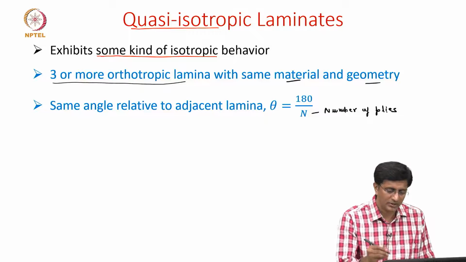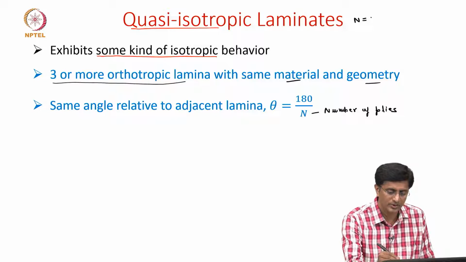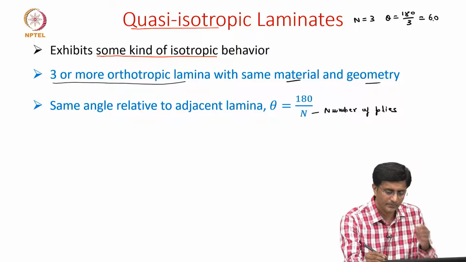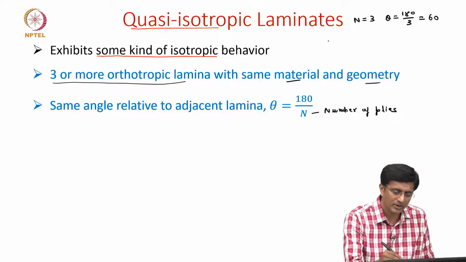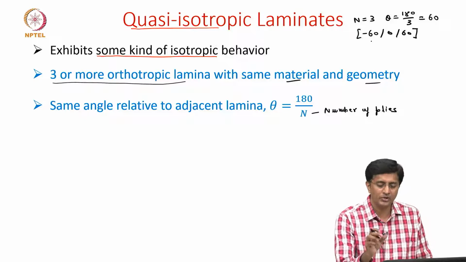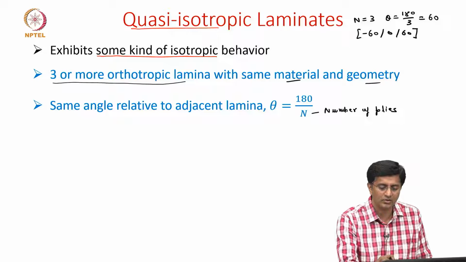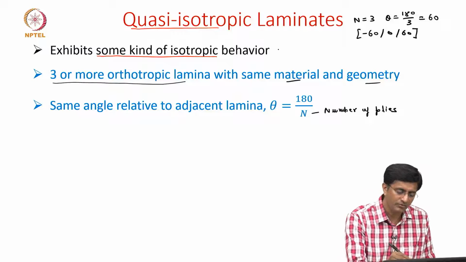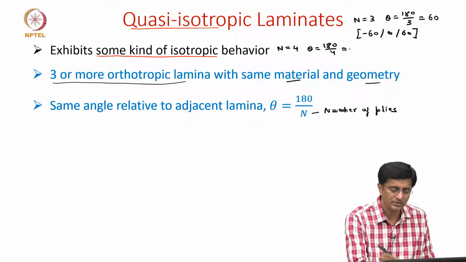So let's say if n is equal to 3, then this theta will be 180 by 3, which is 60. So I can come up with a laminate sequence something like this: minus 60, 0, 60. As you can see here, between two adjacent layers, the angle is always 60. Similarly, for n is equal to 4, theta will be 180 by 4, which is 45.